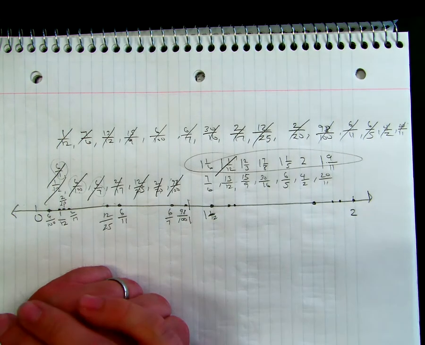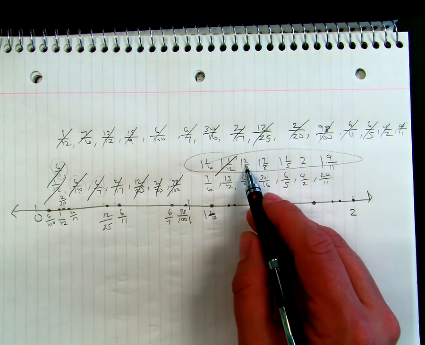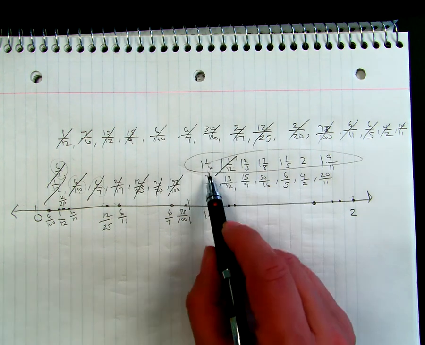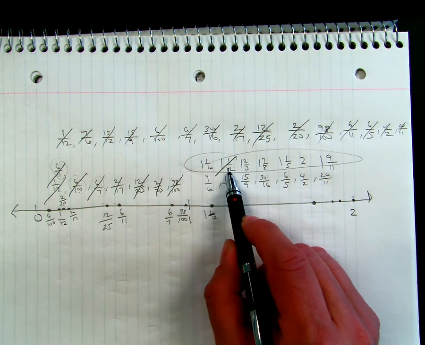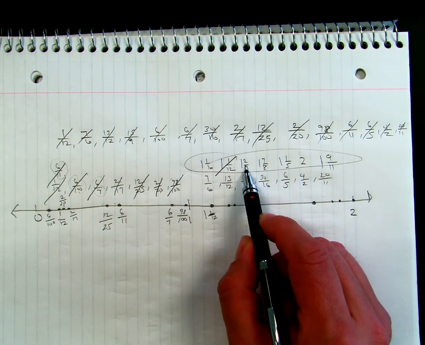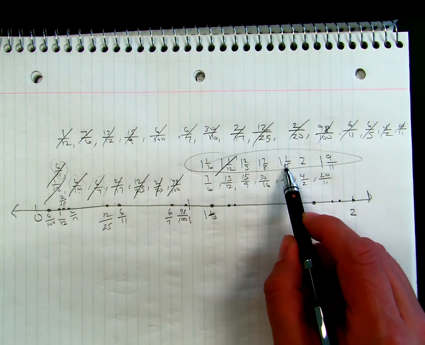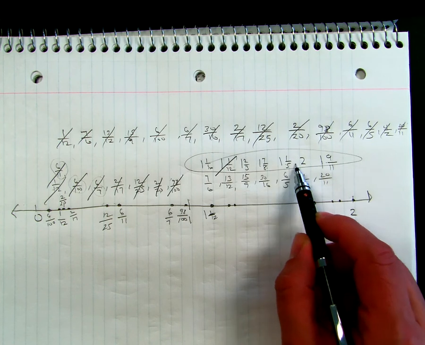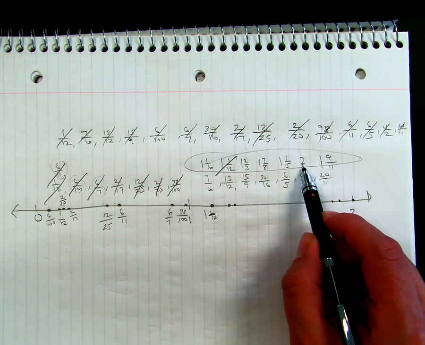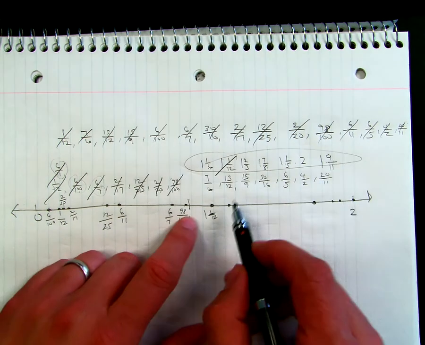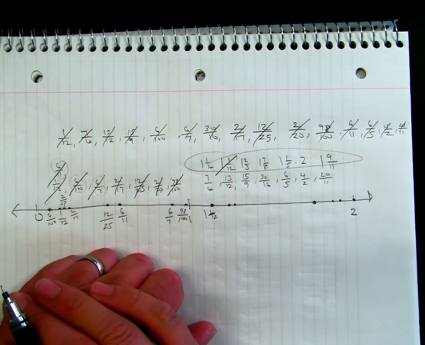What's the next one going to be? By the way, what I would do here after this point, I would figure out which ones are more than 1.5 and less than 1.5. Right? This is less than 1.5. This is less than 1.5. This is less than 1.5. No. Is this less than 1.5? No. Is this less than 1.5? Yes. Is this less than 1.5? No. Is this less than 1.5? No. So what's my next choice going to be?